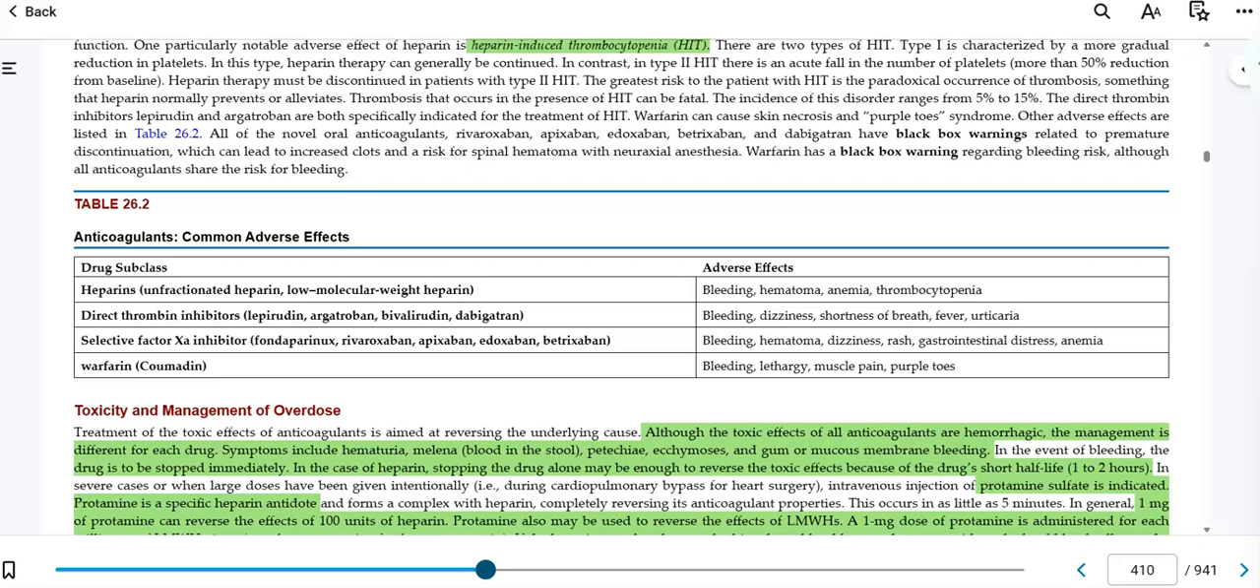Symptoms of hemorrhagic effects would be melena, so blood in your stool, hematuria, blood in your urine, petechiae or ecchymosis, so bruising, and bleeding of the gums or the mucosal membranes. In the event of bleeding that can't be stopped, the drug must be stopped immediately. I'll come back to one particular drug in just a second.